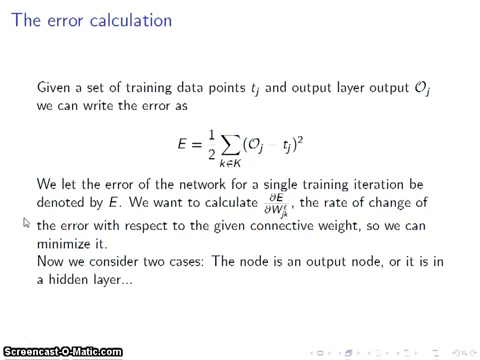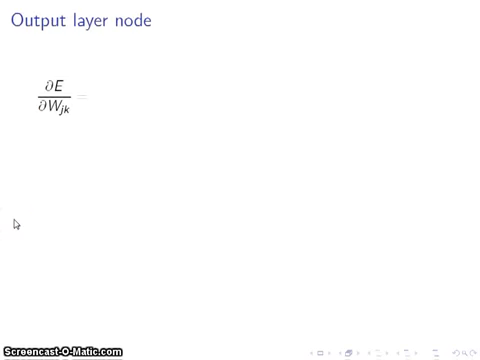Because there's no weights involved in the input layer, that's just a buffer. Okay, so now we're going to consider both distinct cases. First, where it's an output node, second, where it's a hidden layer node. All right, so here we go.